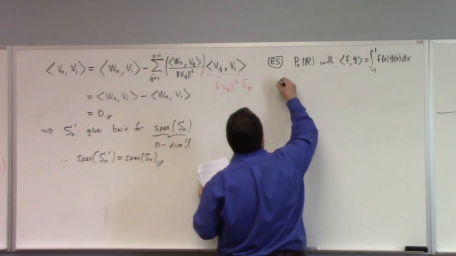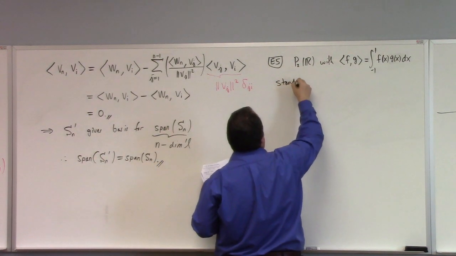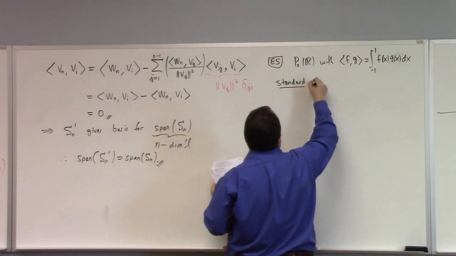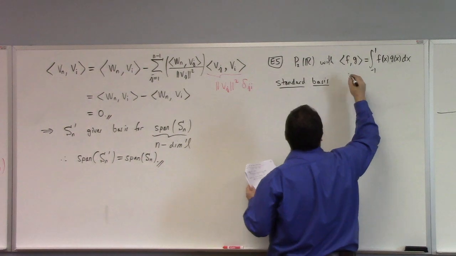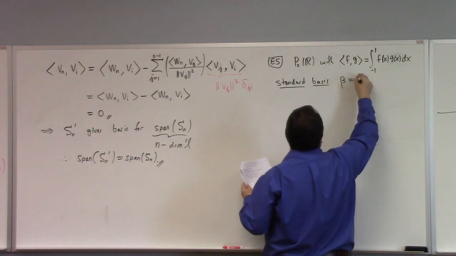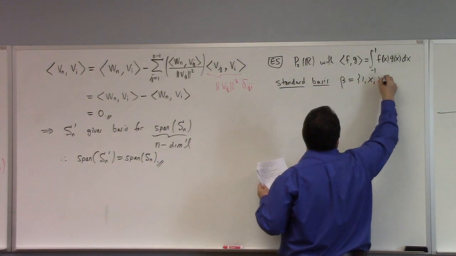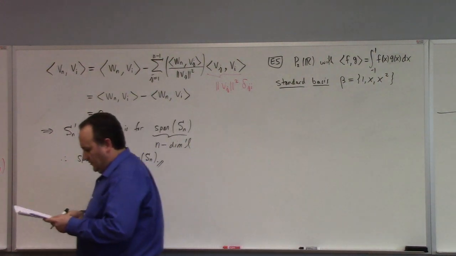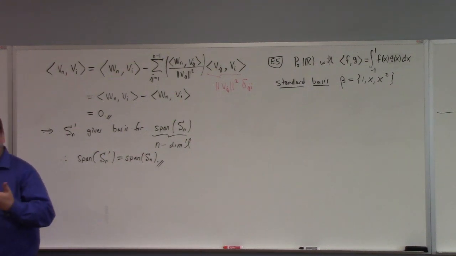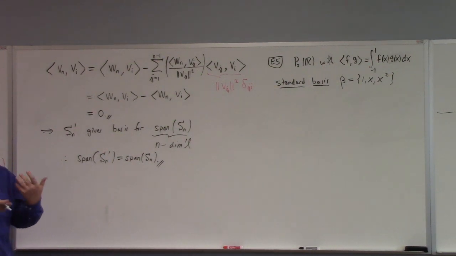Now the book says the standard basis. I don't use this notation or this language much, guys, but the book says the standard basis for P2 is beta, and they say that's 1, x, and x squared, and I suppose that's a good enough choice. So the question is, is the standard basis for P2 actually an orthonormal basis? Is it even an orthogonal basis with respect to that inner product?